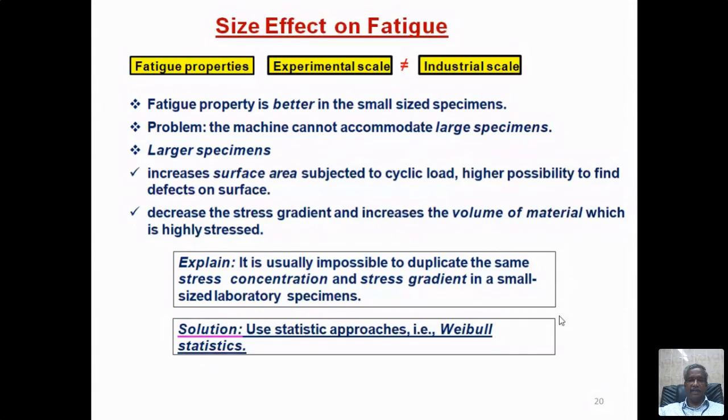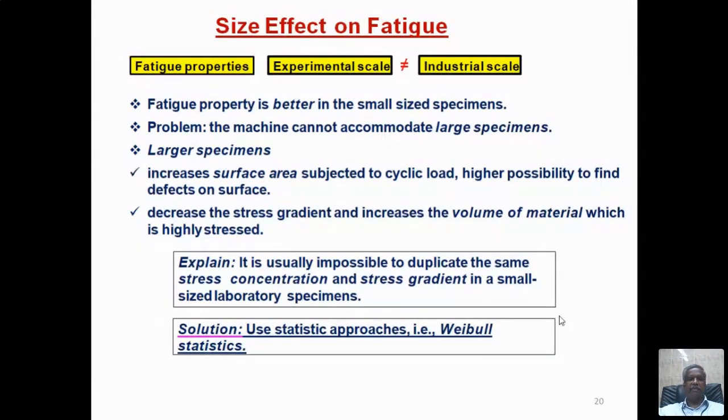If the surface area is large, then the stress gradient across the cross section is large. There is a large variation across the cross section, from the outer surface to the center of the specimen. So a higher volume of material is under stress in the large size specimen. In the small specimen, the stress gradient is very small. It varies from the center to the outer surface within 5 millimeter only. But here it is 0 to 50 millimeter.